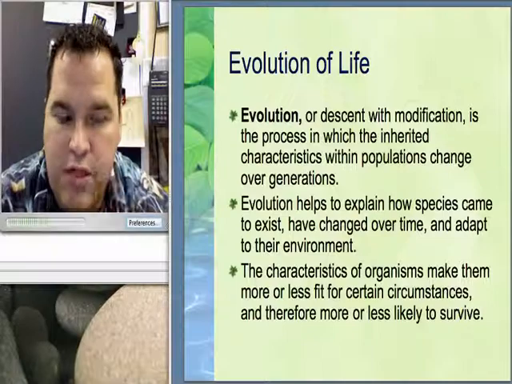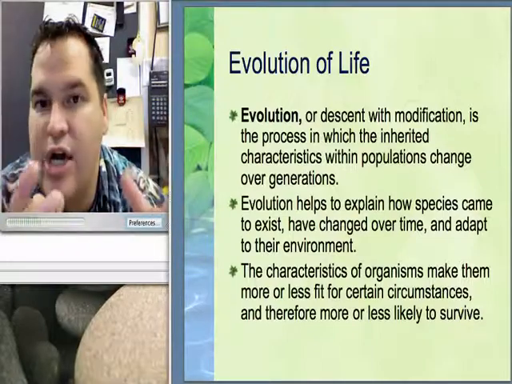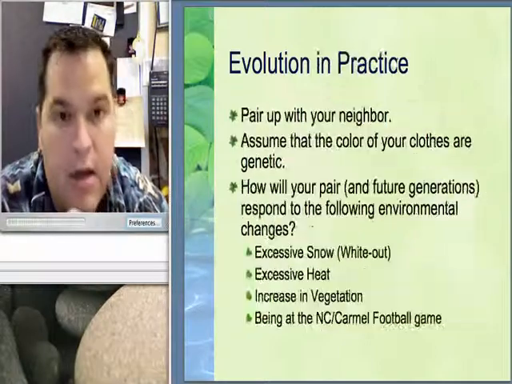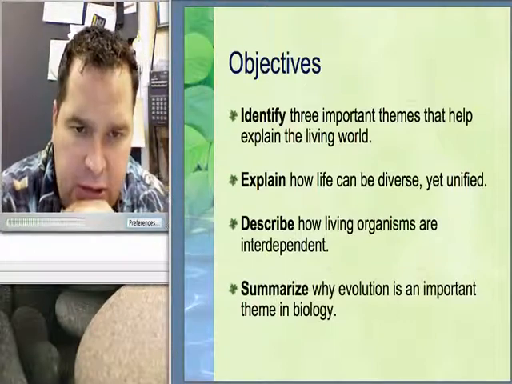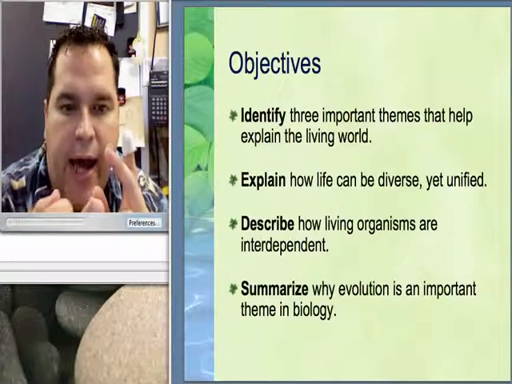So that's one of those themes in biology that we're going to see a lot. Species sort of come about because things change and they need to adapt or they die. Pretty simple. So let's look at our objectives. There are three important themes here that we want to talk about: interdependence, unity and diversity, and evolution.